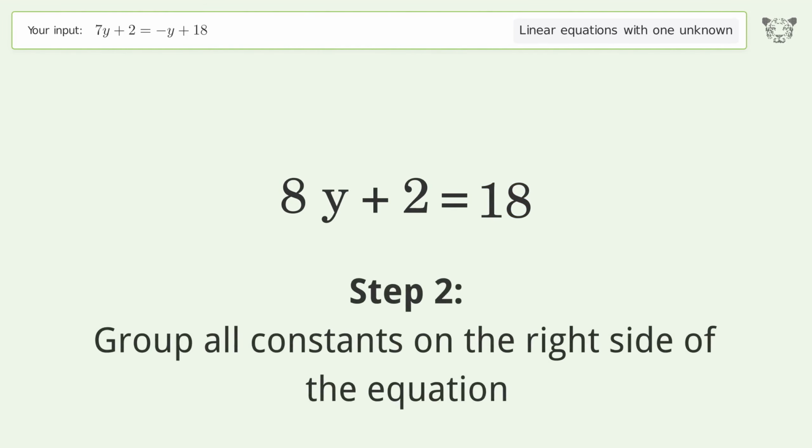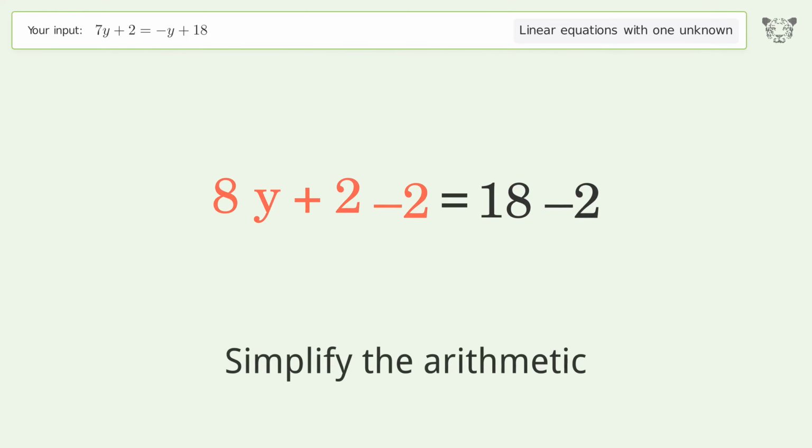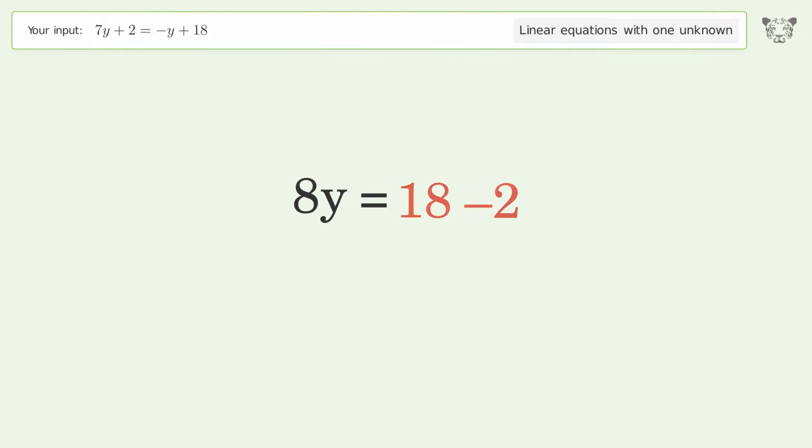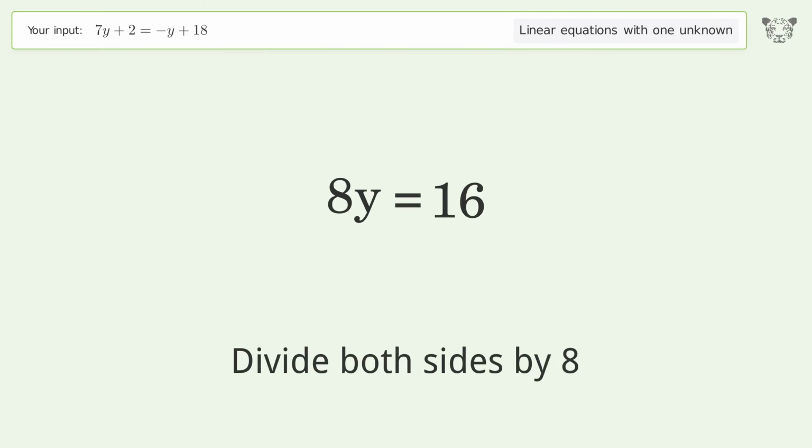Group all constants on the right side of the equation. Subtract 2 from both sides. Simplify the arithmetic. Isolate the y. Divide both sides by 8.